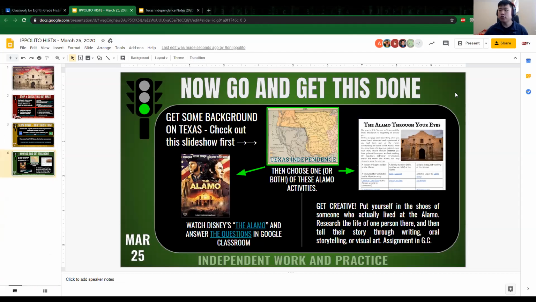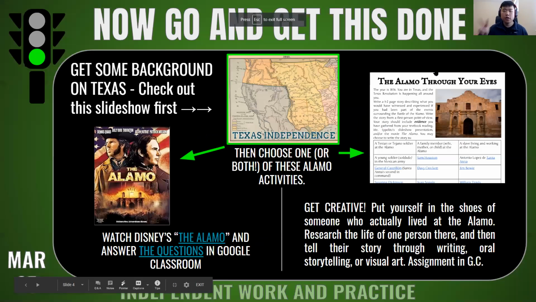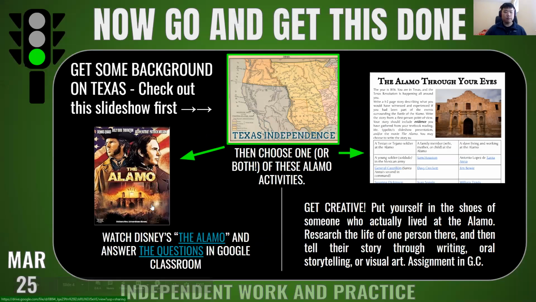So you're going to have your choice of assignments here. Let's bring it back up to full screen. There are two choices here. Your first choice is to watch the Disney film The Alamo. It's a film made back in 2004, starring Dennis Quaid and Billy Bob Thornton. It's a dramatic representation of the Battle of the Alamo, covered in the Texas Independence slideshow right here. And then once you watch the film and finish it, you're to answer the discussion questions on Google Classroom.